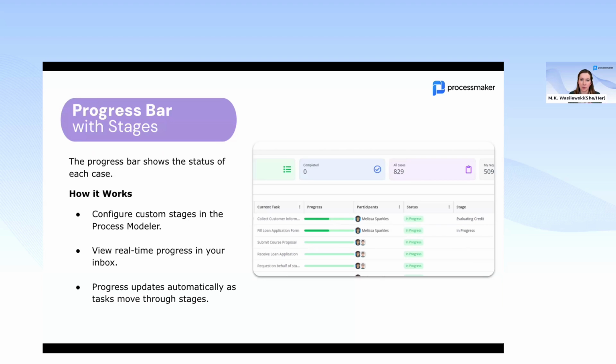This makes processes transparent and reduces the back and forth asking for status updates, trying to track down who's working on this and how far it's gotten. To set this up, there's a related feature called Stages that's in the Designer module. So when you're setting up a process model, the process designer can assign stages to each of the steps in the process so that it will show up in the inbox for end users.